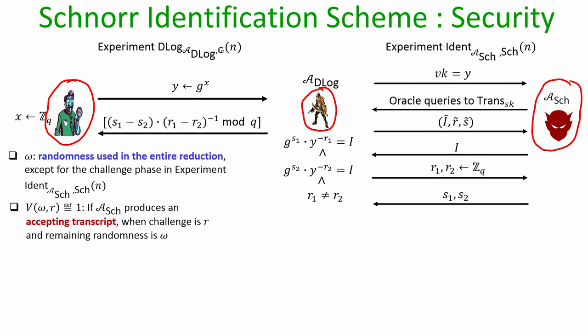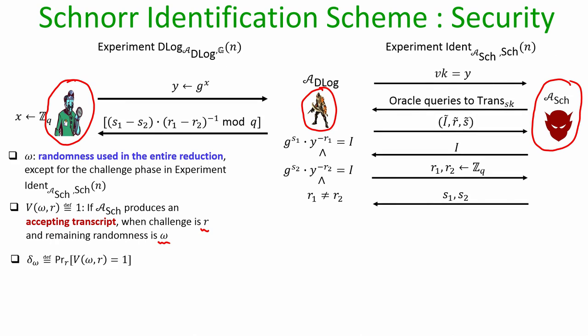Now, I use this quantity V(omega, r), and I say that this function V(omega, r) is equal to 1 if, corresponding to the randomness little omega and the challenge little r, the adversary against the identification scheme could come up with an accepting transcript. If that is the case, then the output of this function V(omega, r) is 1, otherwise it is 0.